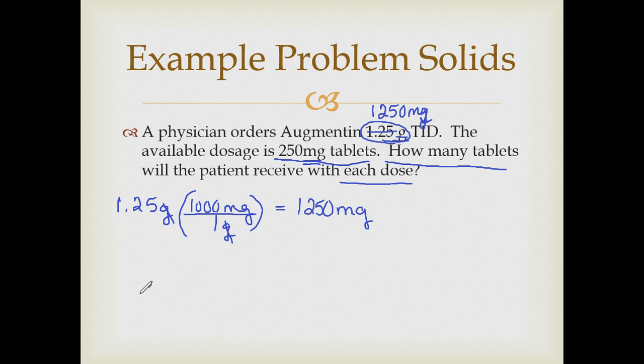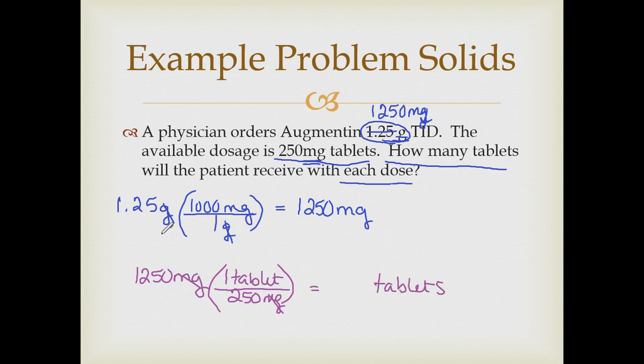My next step is I'm going to take my dosage and calculate how many tablets. So if there's 1,250 milligrams, and for every 1 tablet there's 250 milligrams, my milligrams will cancel. My unit at the end is the only unit left, which is tablet. So I have 1,250 milligrams divided by 250, which gives me a total of 5 tablets per dose.